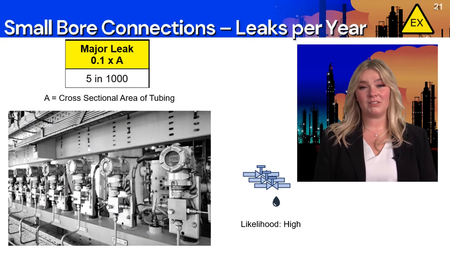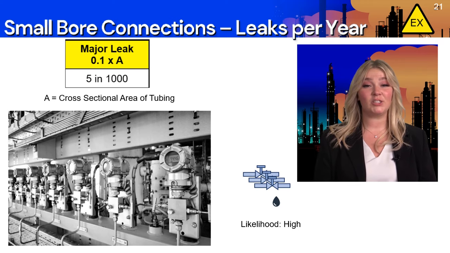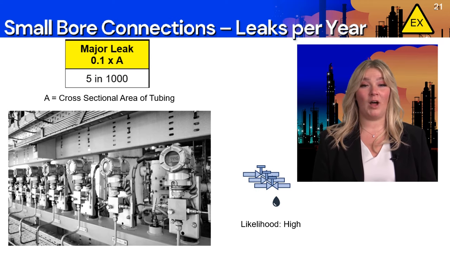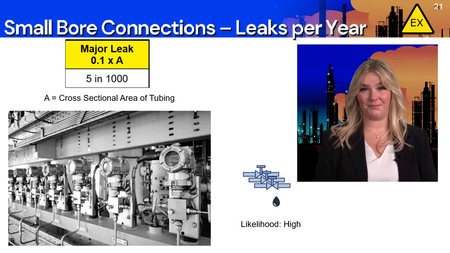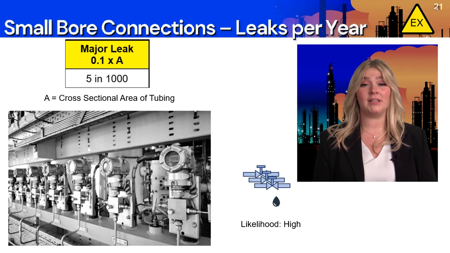By far, the most likely components to leak are small bore connections on instrument tubing and sensor devices. Roughly 5 in 1,000 will leak each year. The likelihood will increase further if these components are subject to vibration from mechanical loads on equipment packages.